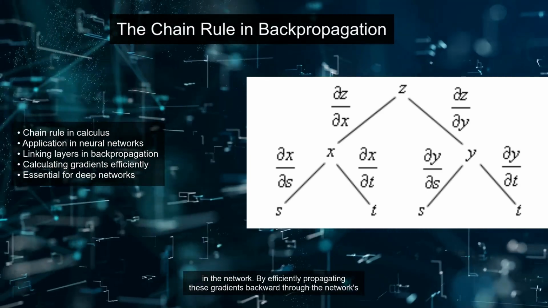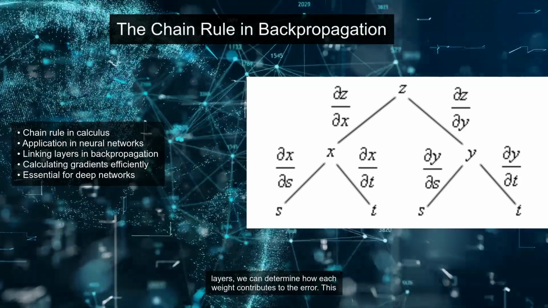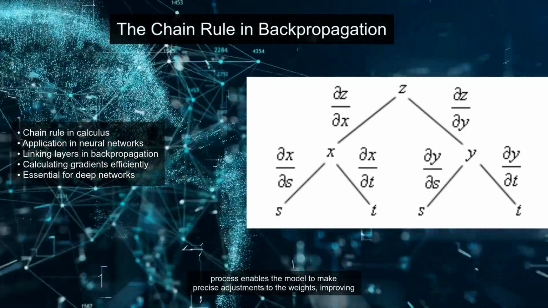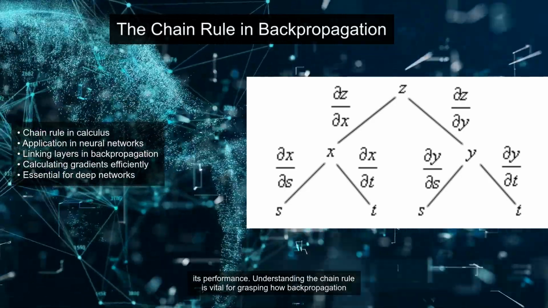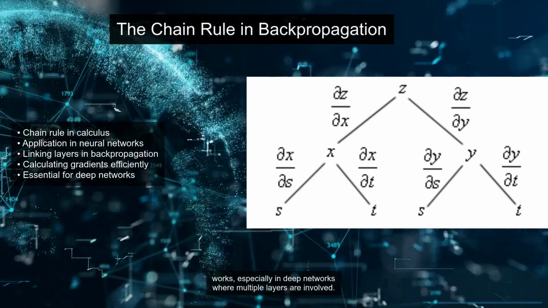By efficiently propagating these gradients backward through the network's layers, we can determine how each weight contributes to the error. This process enables the model to make precise adjustments to the weights, improving its performance. Understanding the chain rule is vital for grasping how backpropagation works, especially in deep networks where multiple layers are involved.